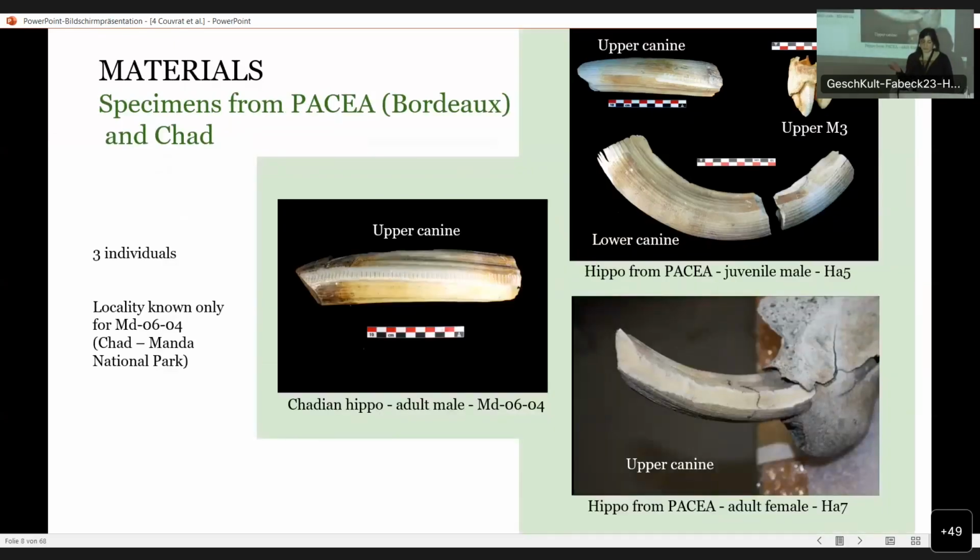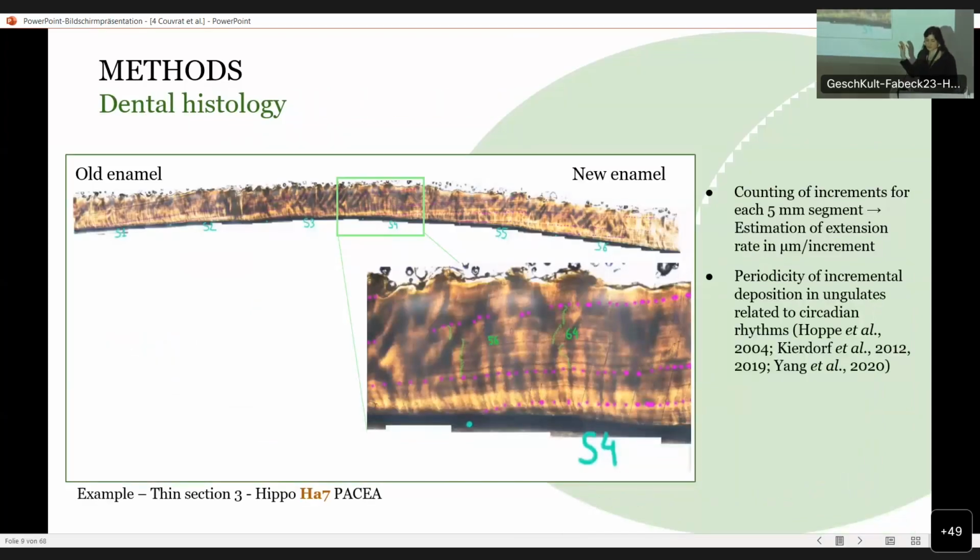For this project, we had 3 individuals: one male juvenile, one male adult and one female adult. I proceeded to do histological thin sections from all these extracted teeth, and the objective was to observe the internal enamel structure at a microscopic scale.